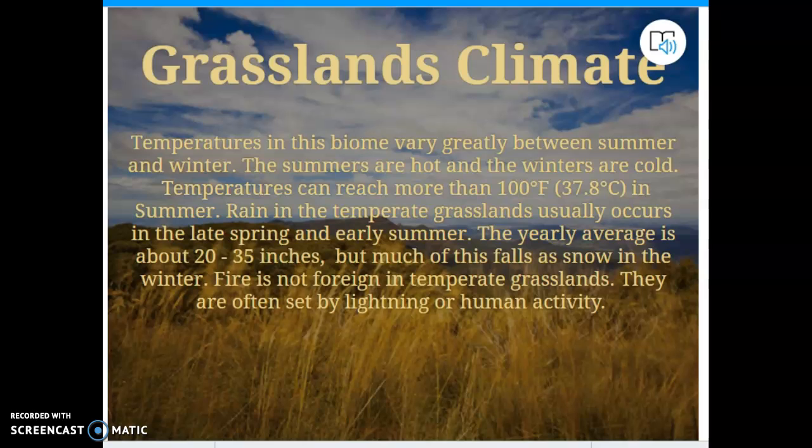So here's the slide that goes along with the notes that we just wrote down. The temperatures in this biome vary greatly between summer and winter. Hot summers, cold winters. You can get up to 100 degrees in the summertime. That's pretty toasty. That's a little warmer than us. Rain in the temperate grasslands occurs in late spring and early summer. It's about 20 to 35 inches, which makes sense. You have to have a lot of water for the grass to grow, but much of that 20 to 35 inches falls as snow in the winter.